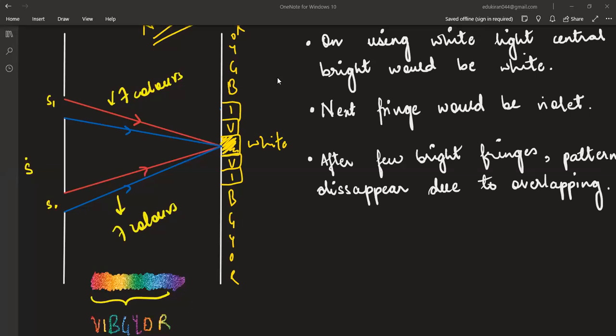Dual nature is over in 15 pages. So out of all the portions that have been written, I would suggest just leave the Davison and Germer experiment. Rest of it you should do. Rest of it is written in very much detail. You should do that. Come to atoms lesson.